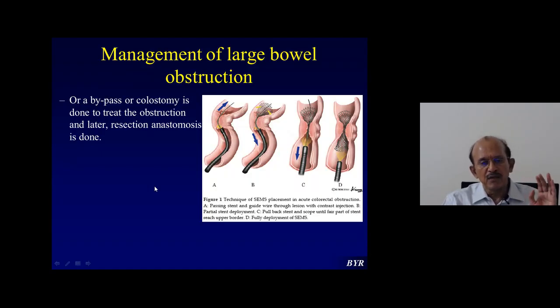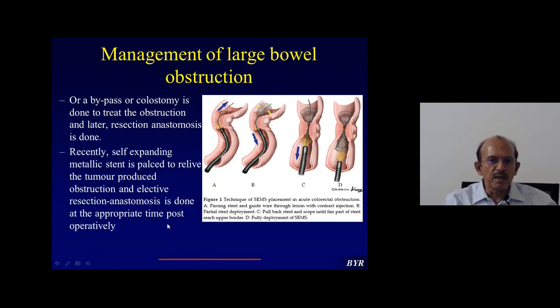If on-table lavage is not available, you do a bypass operation. Or you just do proximal colostomy and leave it like that. Once the patient condition improves, then you reopen the abdomen and do the resection anastomosis at a later date.